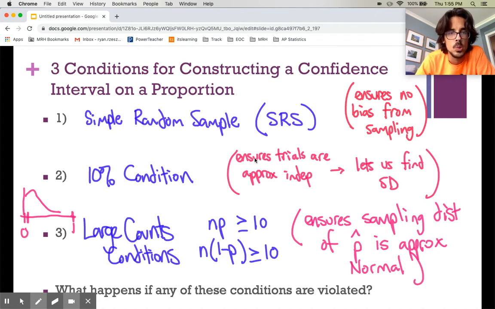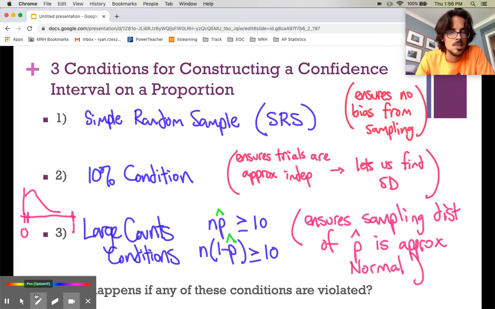So what we do to fix it, instead of plugging in P, which we don't know, it's the whole point of the problem to find P, we're going to plug in P hat instead of P. So when you check your large counts in this chapter, we sub in P hat in place of the P because we can't use P since we don't know it. Okay? So I sub in the P hat, and that is an okay move.